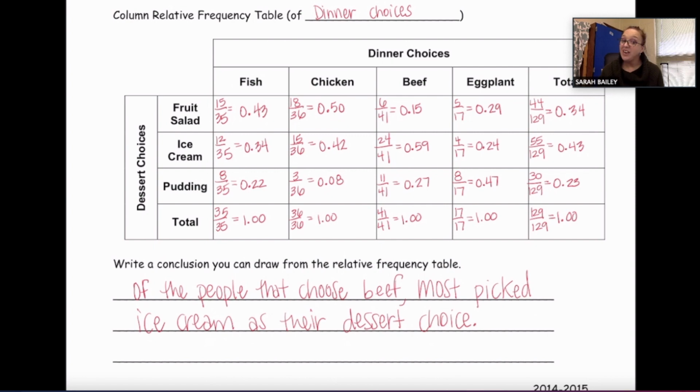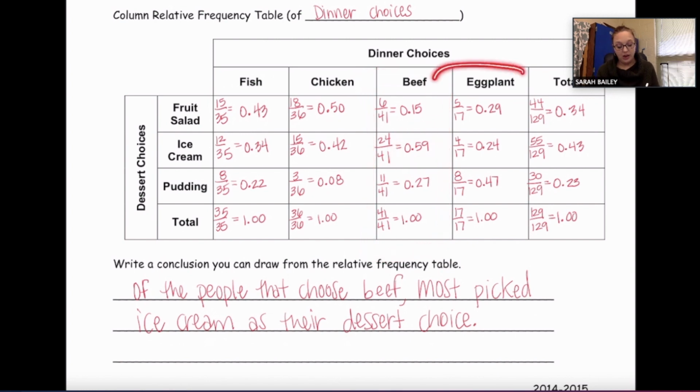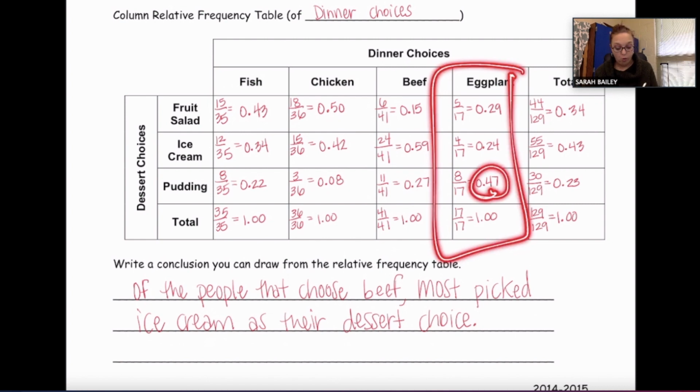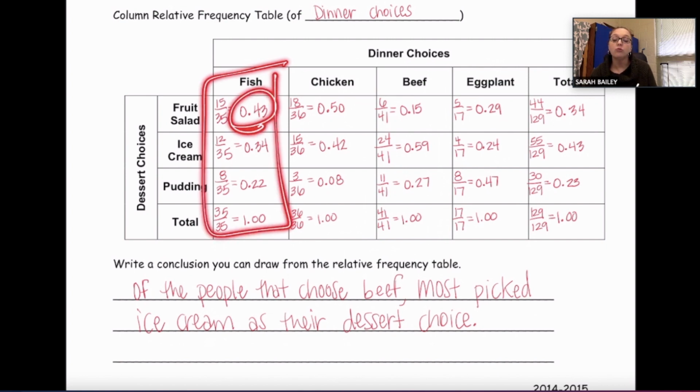Okay, great. Hopefully you didn't have any mistakes, and if so, you've made the necessary corrections. As far as the conclusion that you chose, there's obviously more than one conclusion. So mine, I just decided to look at the beef column, and for the beef column, I see that most people who picked beef also picked the ice cream. You could have said something like, of the people that chose eggplant, most of them picked pudding. Or of the people that chose chicken, most picked fruit salad. Of the people that chose fish, it looks like most also chose fruit salad there as well.